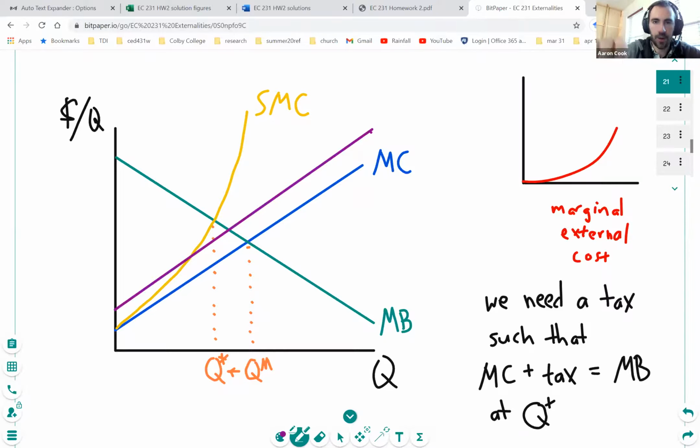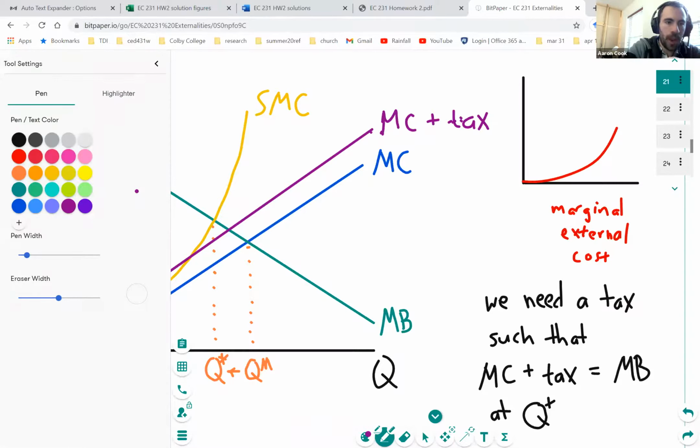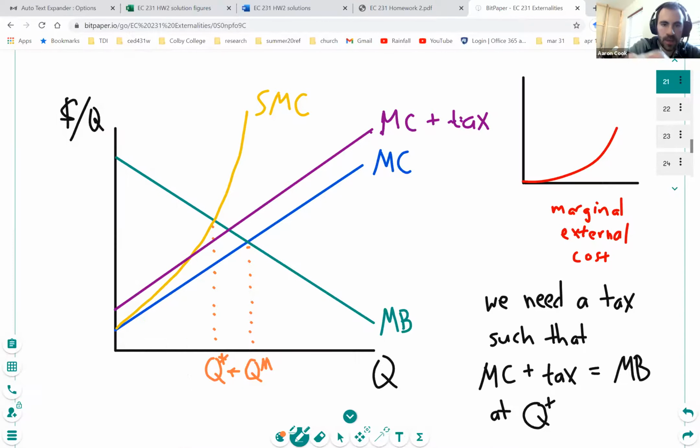So for example, if we decide to put a tax on this good equal to this amount here, where this purple line is, so this would be MC plus tax, if we set the level of the tax right there, we end up with a quantity somewhere right here. This will be where the new quantity is produced. In that case, the tax would be too low. We would not be achieving quite the level of reduction we wanted to. That would be a quantity that would still be a little bit higher than Q star.